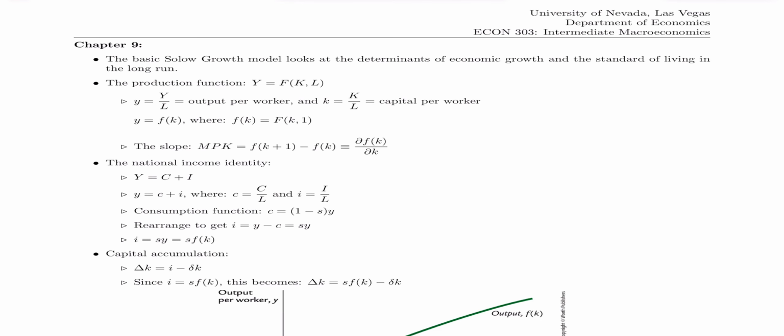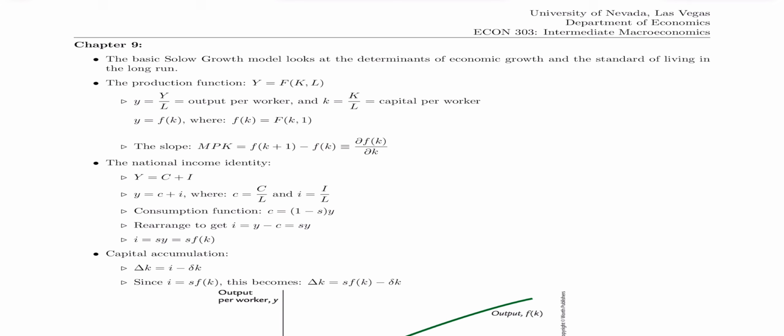The main focus of Chapter 9 is the Solow growth model. The production function is Y equals a function of K and L. In per worker terms, lowercase y equals a function of lowercase k, where lowercase y equals Y over L and lowercase k equals K over L.